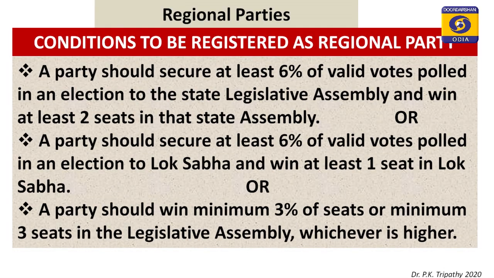If that is also not found, then another criterion that is followed: a party should win minimum 3% of seats or minimum 3 seats in the legislative assembly, whichever is higher. So, on that criteria, the Election Commission has listed as many as 52 parties as regional parties.